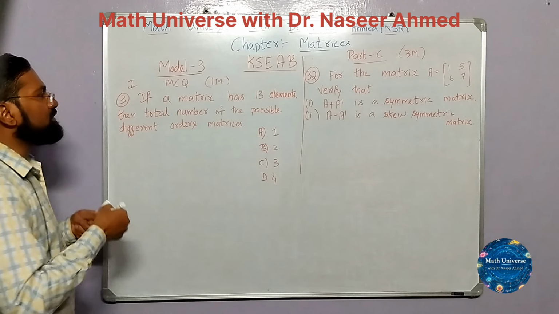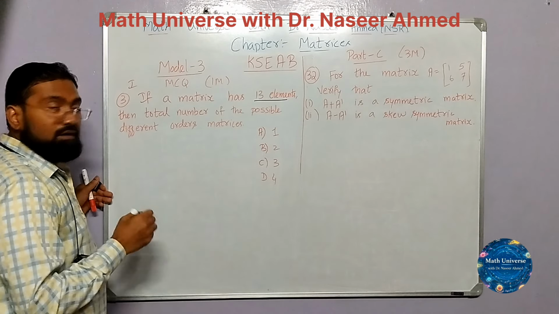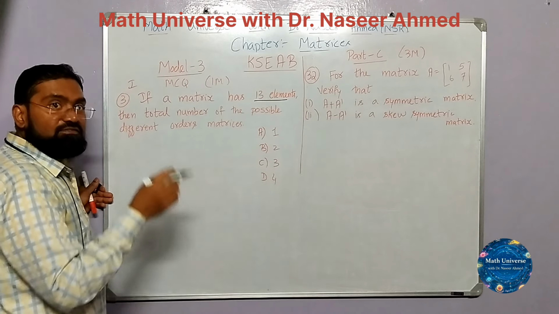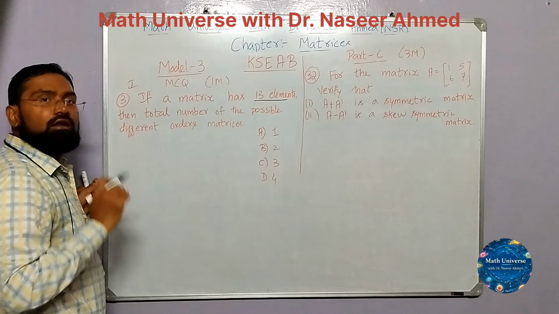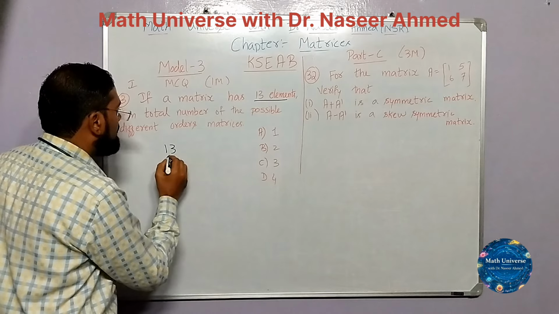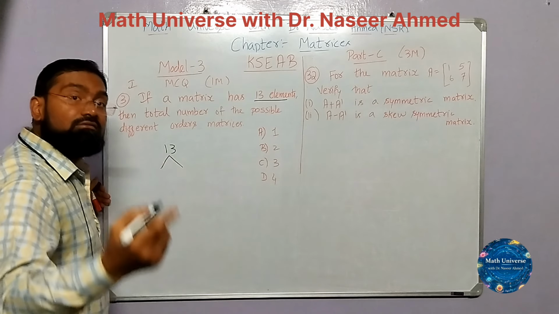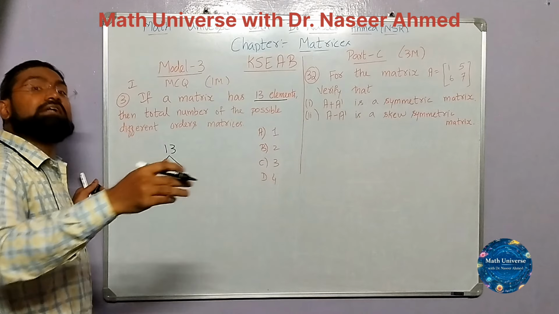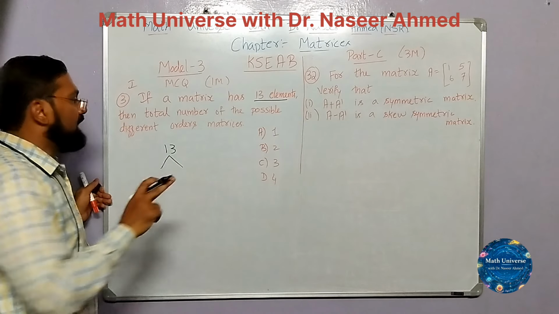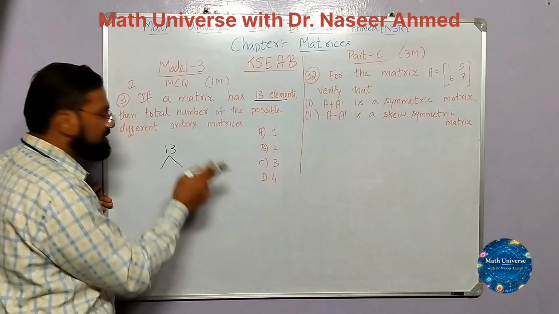So here in the question they have given that the matrix has 13 elements. So better try to find the factors, because the factors of 13 will give you the order. So 13 being a prime number. What is a prime number? First of all, a number greater than 1 which is divisible by 1 and itself. First it should be greater than 1. Yes, it is more than 1. And it should be divisible by 1 and itself.